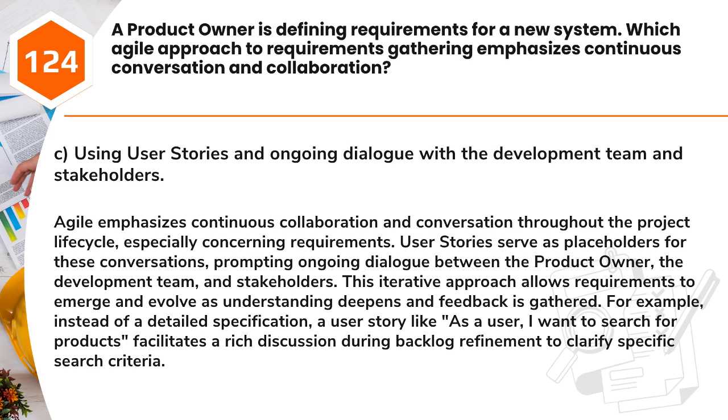Answer: C. Using user stories and ongoing dialogue with the development team and stakeholders. Agile emphasizes continuous collaboration and conversation throughout the project lifecycle, especially concerning requirements. User stories serve as placeholders for these conversations, prompting ongoing dialogue between the product owner, the development team, and stakeholders. This iterative approach allows requirements to emerge and evolve as understanding deepens and feedback is gathered.